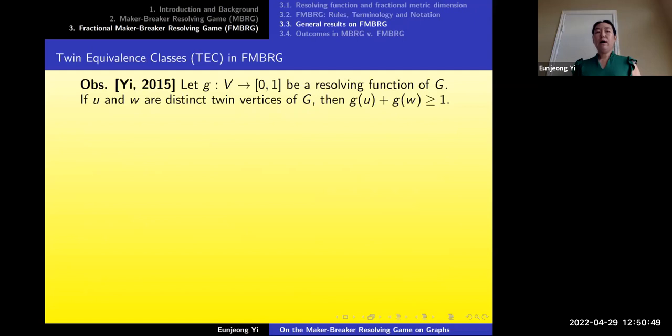So if you have two distinct vertices that are twin vertices belonging to the same equivalence class, then one of them must belong to any minimum resolving set. Now, with respect to a resolving function, if G is a resolving function of the graph, and U and W are distinct twin vertices belonging to the same equivalence class, then G(U) plus G(W) is at least one. Next.